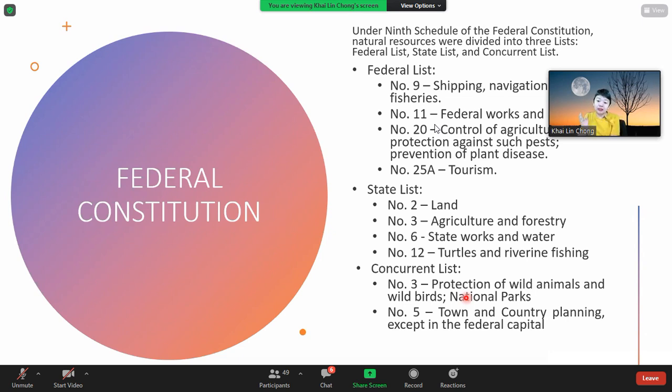Concurrent, di mana dia berkaitan untuk kedua-duanya. Dia kena combine federal dan juga state. Okay. Protections of the wild animals and wild birds, national parks, and then town and country planning, except in the federal capital. Okay.